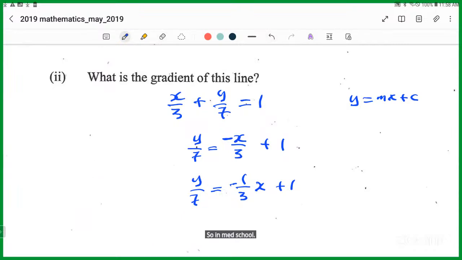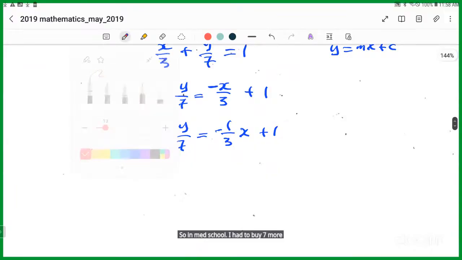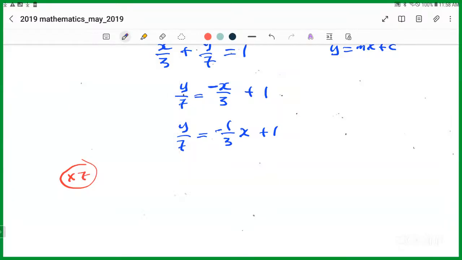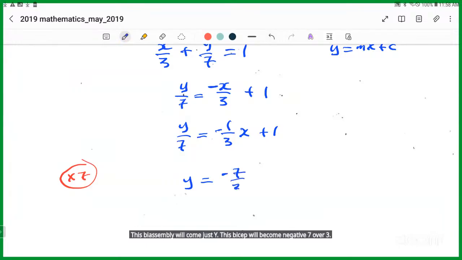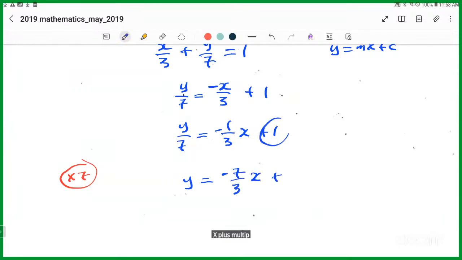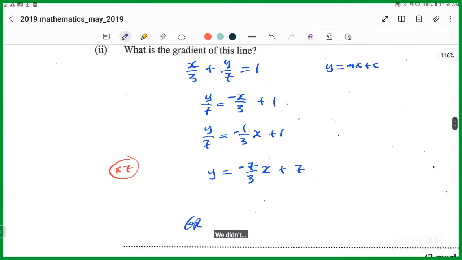I multiply by 7 now to get y as the subject. Multiply this by 7, it becomes just y. Multiply this by 7, it becomes negative 7 over 3x, plus, multiply this by 7, it becomes 7. So the y-axis intercept is 7, and this is the gradient: m equals minus 7 over 3.